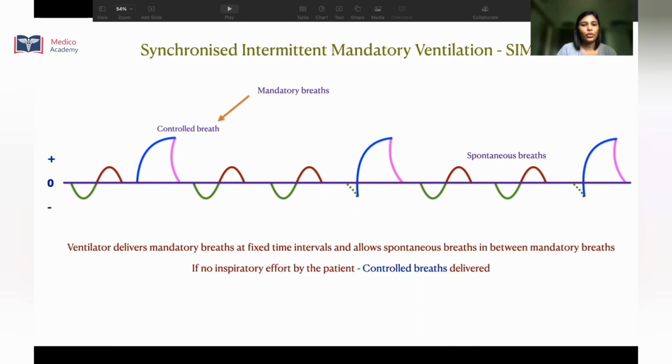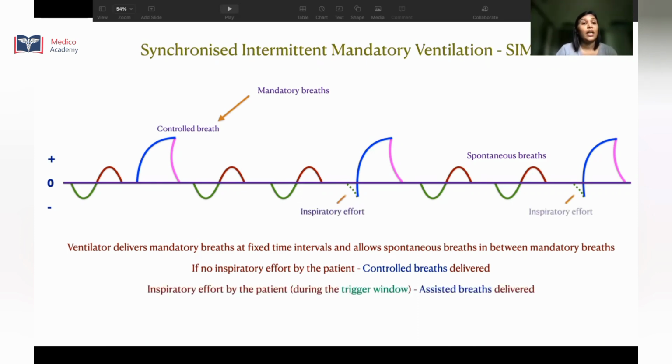effort. So if there is no inspiratory effort by the patient in between the spontaneous breaths, then SIMV delivers controlled breaths. What if the patient has an inspiratory effort, especially during a period called the trigger window? We'll come to talk about the trigger window in the following slides. So if there is no inspiratory effort by the patient, controlled breaths will be delivered and in between will allow spontaneous breaths. But if there is an inspiratory effort by the patient, especially during the trigger window, then assisted breaths will be delivered to the patient.